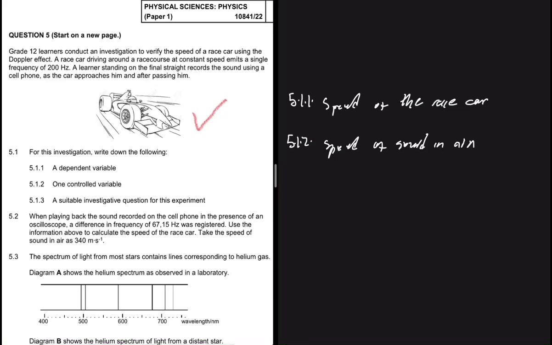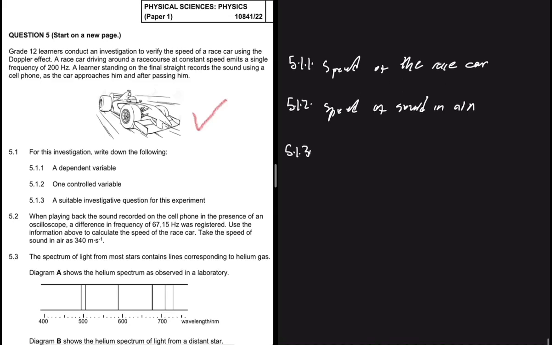How can you possibly control the speed of sound in air? It will be wise to do your experiment in a very short period of time, because if you prolong it, then the humidity will most likely change as the day progresses and your results are going to be affected. 5.1.3, a suitable investigative question for this experiment. What is the relationship between the change in the frequency that will be observed relative to the speed of the vehicle? That is 5.1.